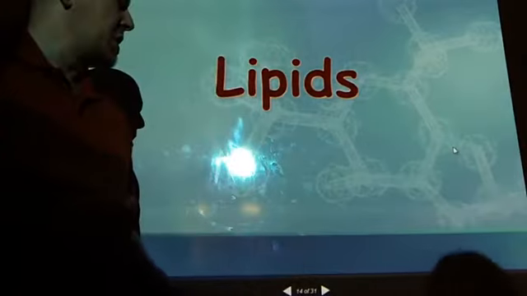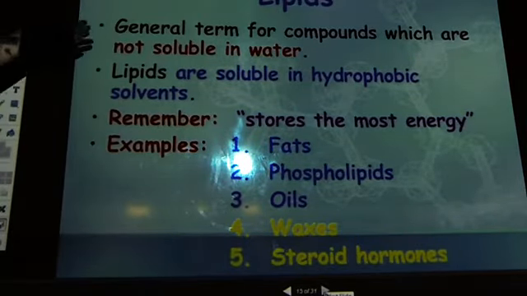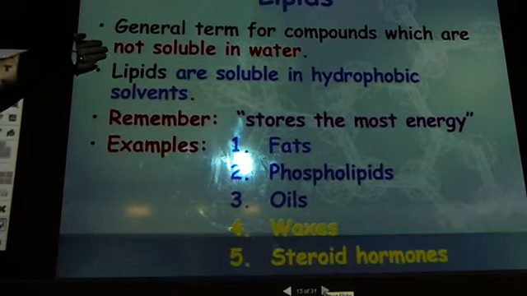So let's look at this. First off, they're not soluble in water. What in the world does this mean? That means we can't dissolve. Exactly. Think of it. Fat people float on water.